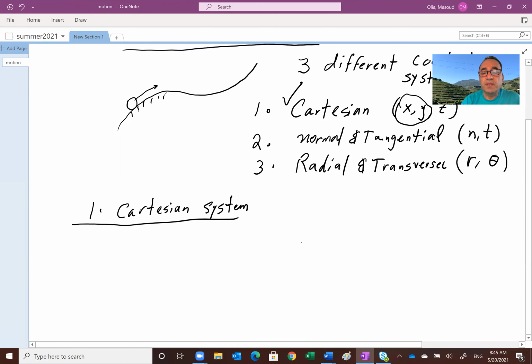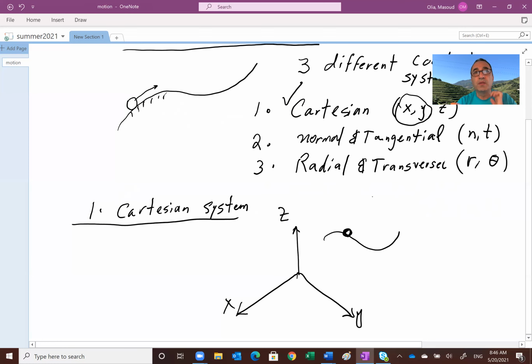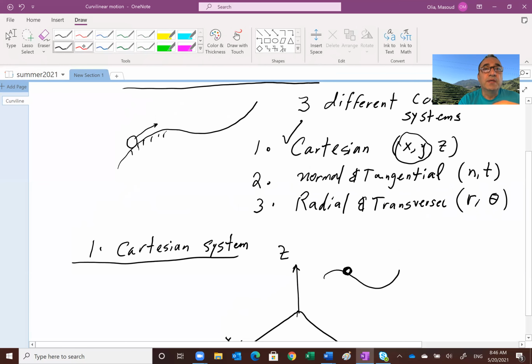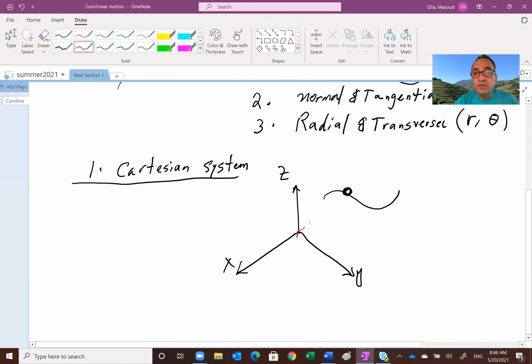So basically, for me to keep track of a particle, let's say if this is X, this is Y, and this is Z, right? And you have a particle traveling along a curved path. How do I keep track of the position of a particle? The best way to keep track of a position of a particle is by keeping its position defined by a position vector R. So R is the position vector.